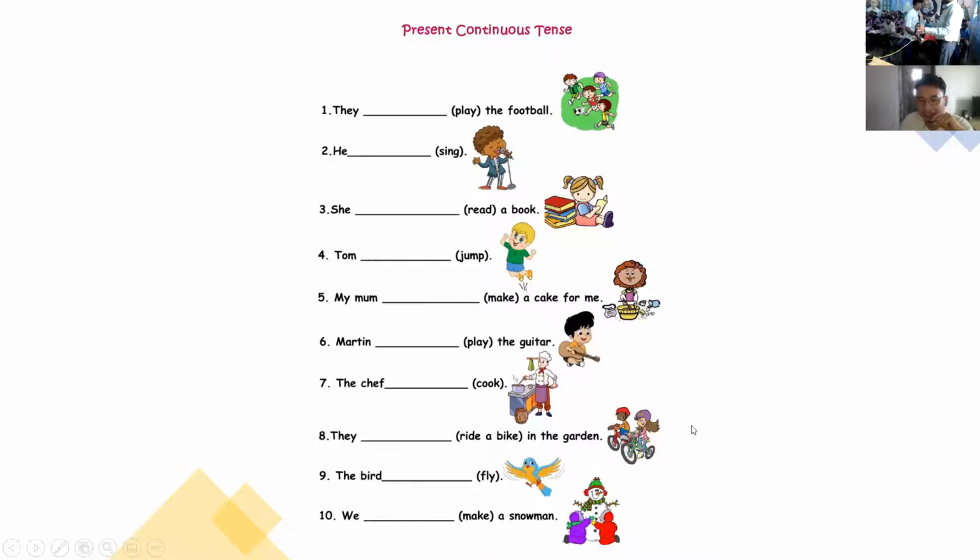Who can guess? The bird is flying. Yes. The last one, we are making a snowman. Yes, we are making a snowman. Have you ever seen a snowman? Have you ever made a snowman? No, sir. Okay.